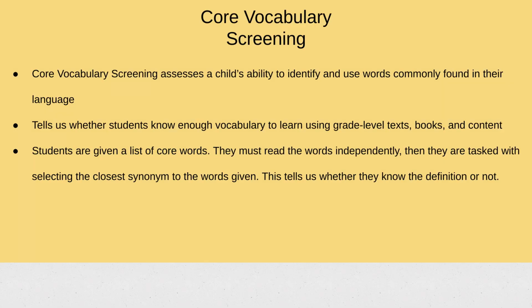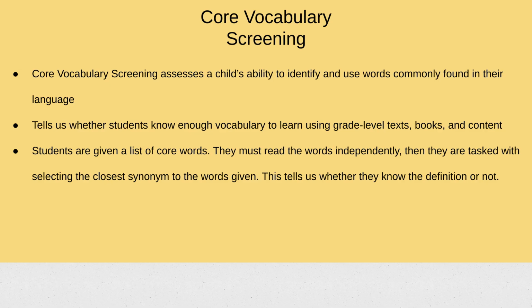Now, another form of assessment involved is a core vocabulary screening. The core vocabulary screening assesses a child's ability to identify and use words commonly found in their language. This tells us whether students know enough vocabulary to learn using grade-level text, books, and content, which is extremely important as teachers must modify their instruction to an appropriate level that the child can understand.